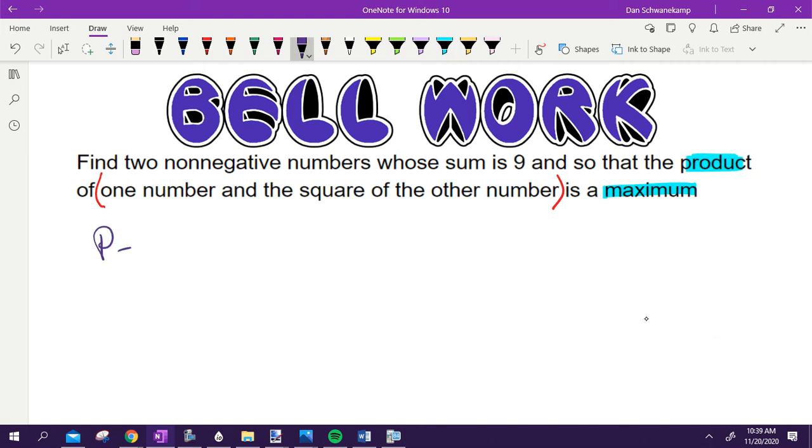So we're going to start off by writing a product equation. The product of one number. So what do we want to call that one number? X. And the square of the other number. So what do we want to call the other number? Y squared. It's a product, so we're multiplying them together. That is my product equation: x times y squared. What is the problem with that equation right here? Two variables, so we need another one.